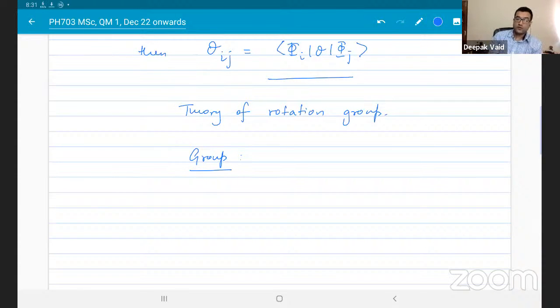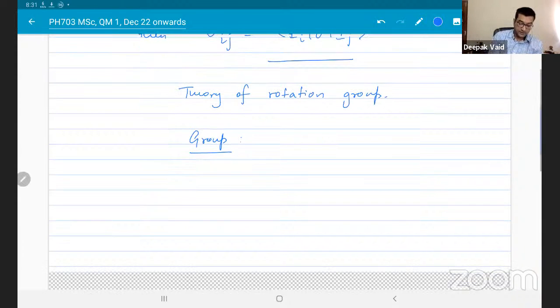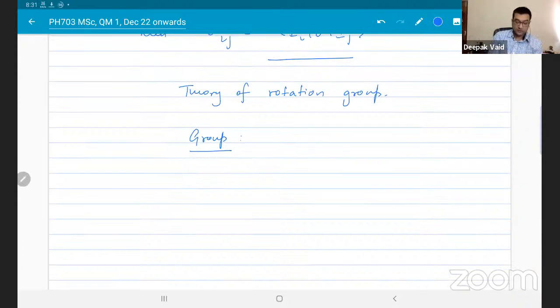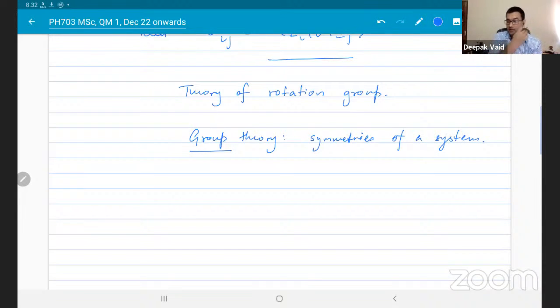So let me talk about what a group is. What group theory looks at is symmetries, basically symmetries of anything, symmetries of a system, which can be some kind of geometry, or it can even be some mathematical structure like a set or some other object. And so group theory looks at symmetries basically.